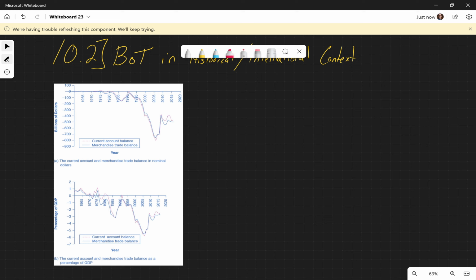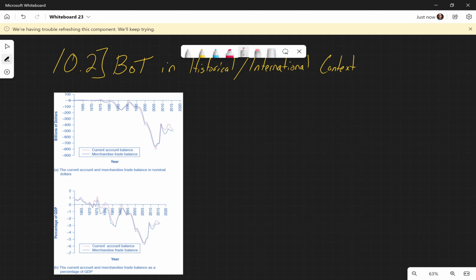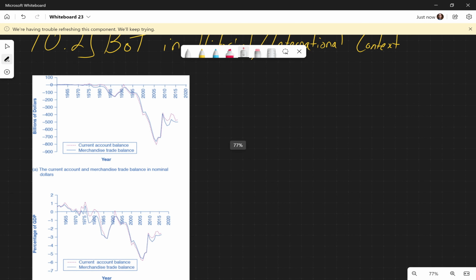All right, so we're talking about the historical or international context of our balance of trade. If we take a look at this first graph, we see the current account, which is the red dotted line. It's a relatively modern thing to have a drastic current account balance one way or the other, at least for the United States.